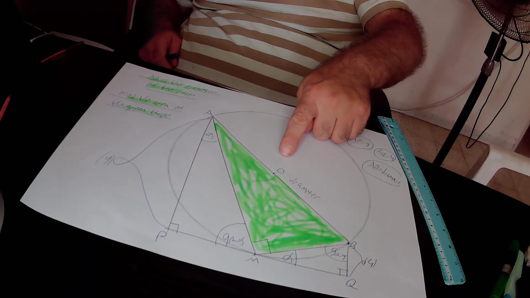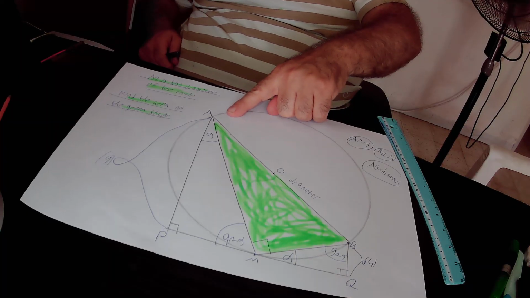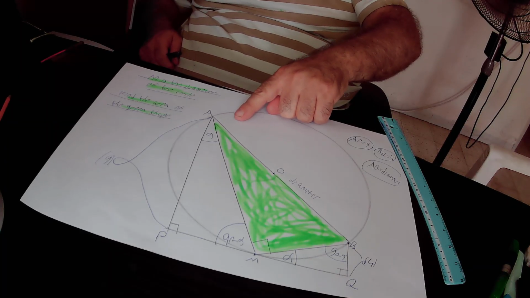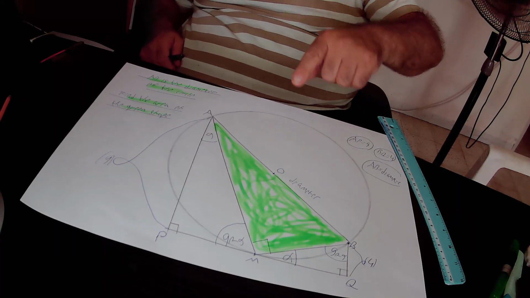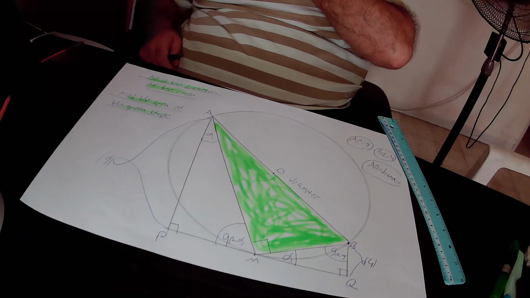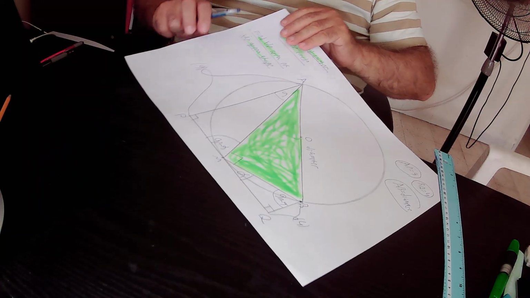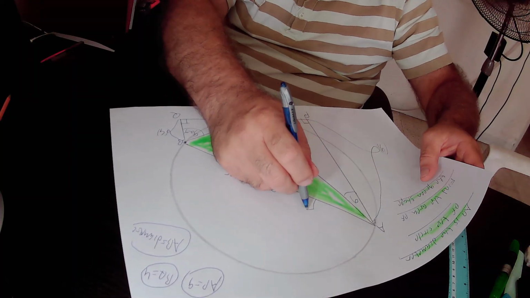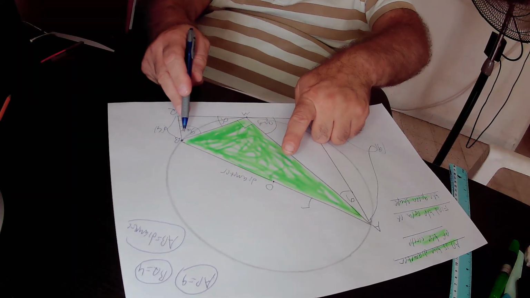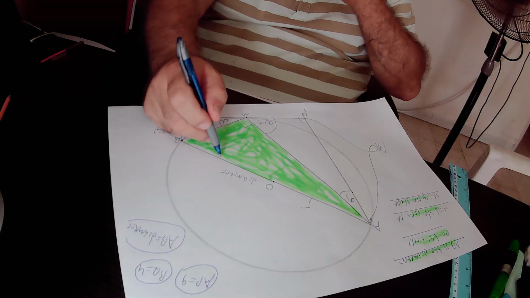OA is the radius of this circle. So we define the radius of this circle as well. So OA equals R. O is the center of the circle. OA equals R. Likewise, OB is also the radius of the circle that equals R.